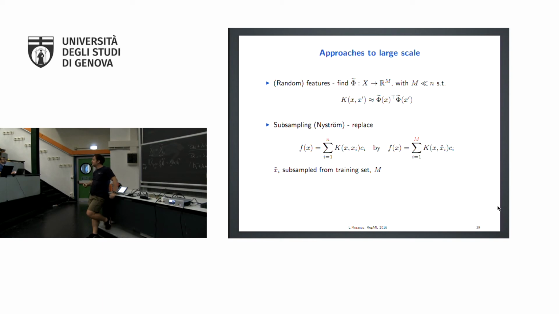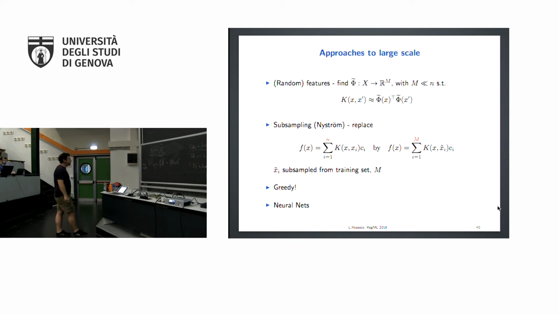You can prove that in this case, rather than the full kernel matrix, which is n by n, you need the n by m matrix. You need all the training set points, but you need only m inner products. This is the other method.